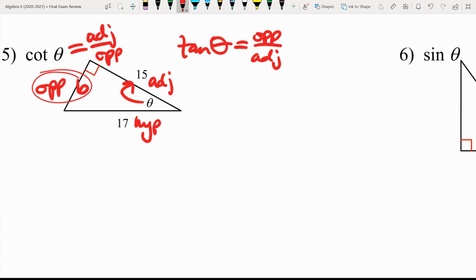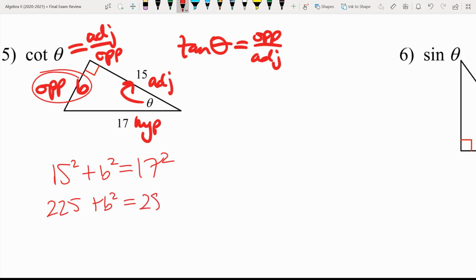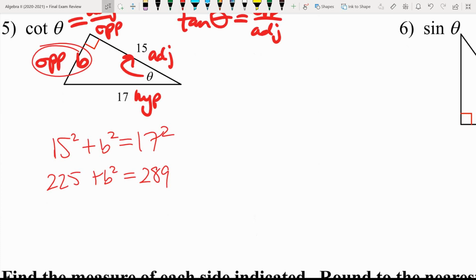I'll call it B. So that means our adjacent side, 15 squared plus B squared should equal 17 squared. So this is 225 plus B squared equals 289. If you plug those in your calculator, that'd be all right in this case, but it's good to know those perfect squares. So subtract 225 from both sides. That is going to be 64. Oh, that's handy because B equals 8 when you take the square root of both sides.